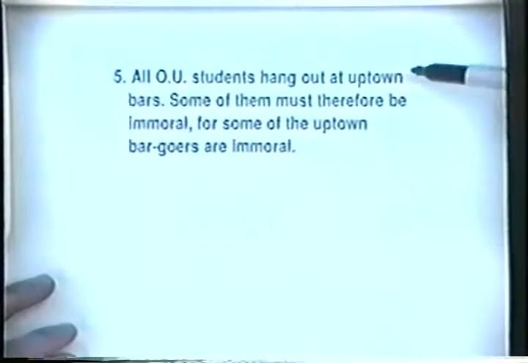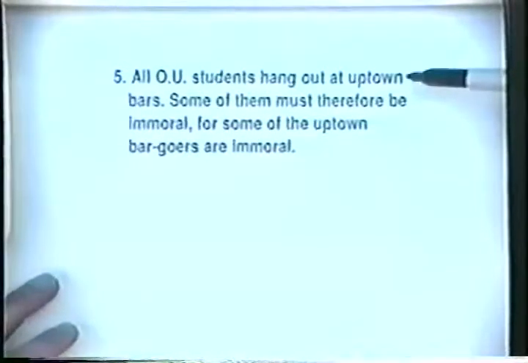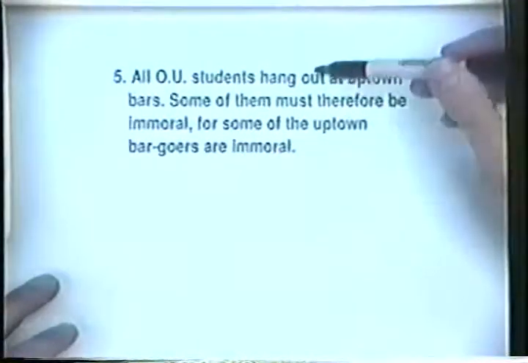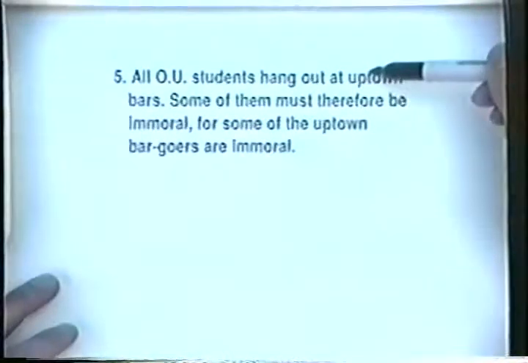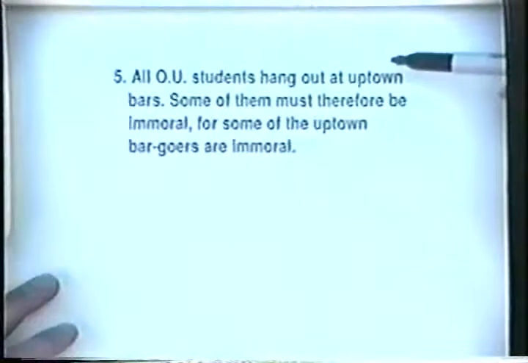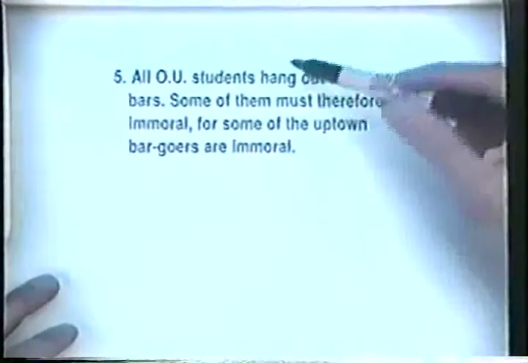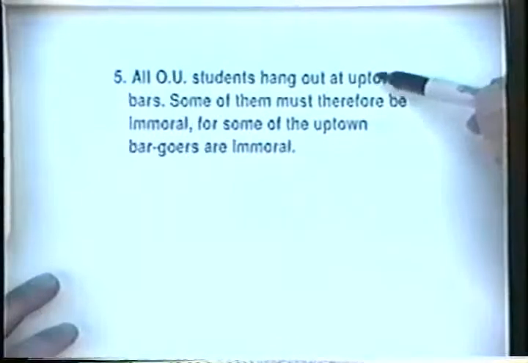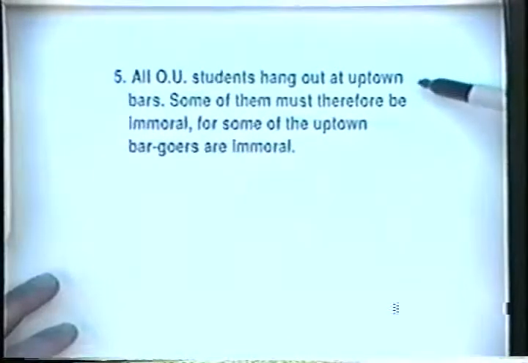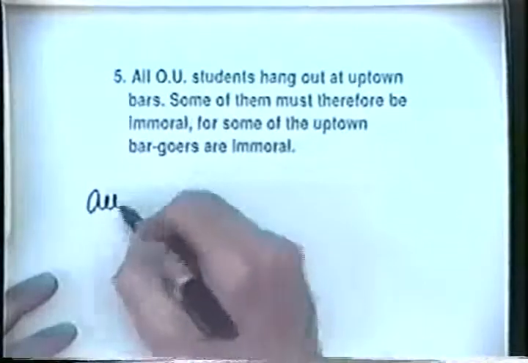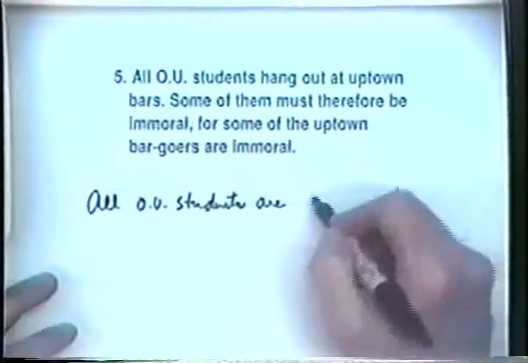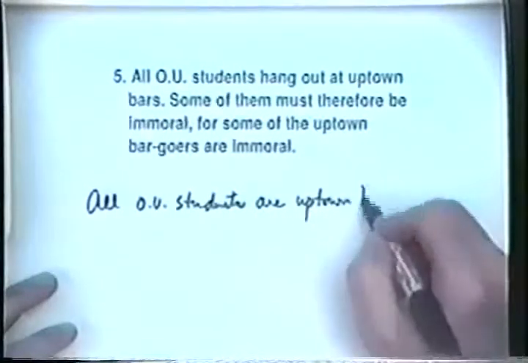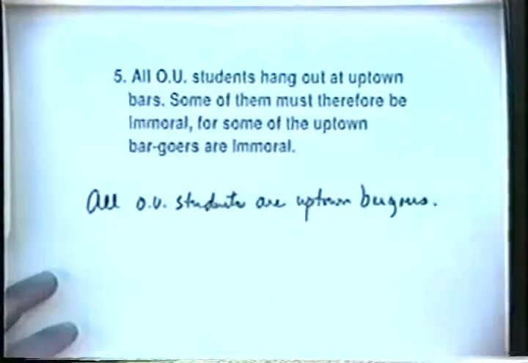Well, we've got a correct quantifier. We don't need to change that. We simply need to, as it were, tidy the sentence up a little bit. OU students is a good first term. We simply need to change the verb hang out into a substantive and put the copula in there in order to have the standard form. So all OU students are, let's say, uptown bar goers. That's a nice substantive and does the job. All OU students are uptown bar goers.